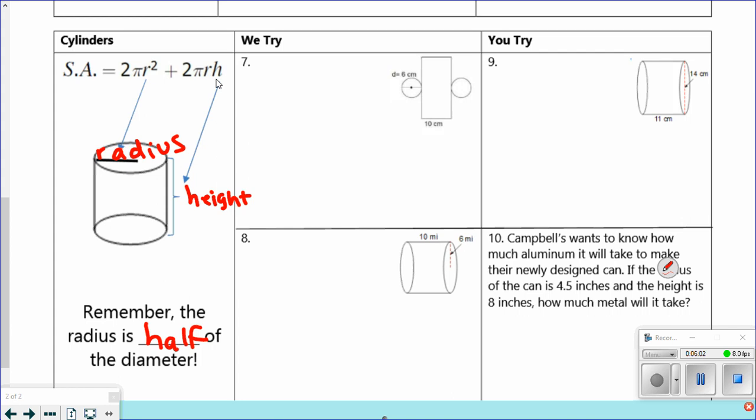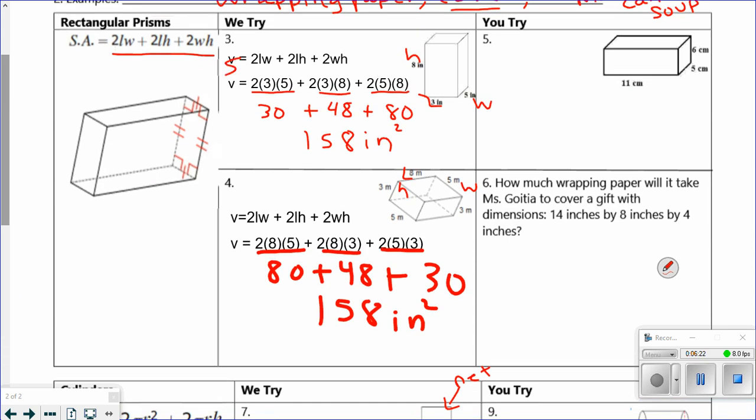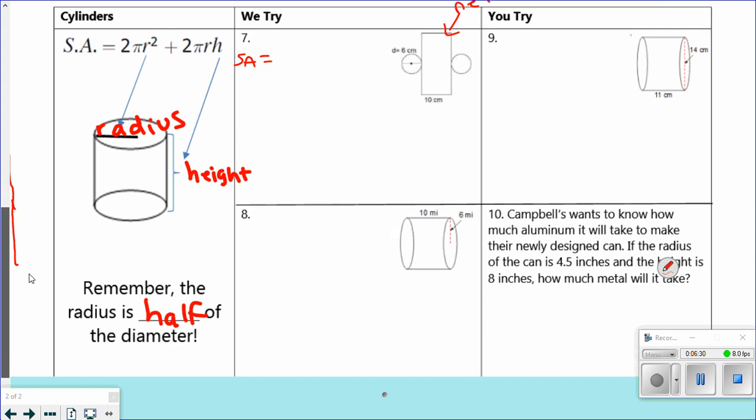All right, so surface area of a cylinder. Right here we have a net for a cylinder. If I cut a can open, it would look like that. So you have surface area equals. Ooh, I just realized that all of my ones at the top I was using V. That is my fault. Hopefully you realize that. This should say surface area and surface area. Okay. Going back. Surface area equals, we've got 2 times pi times radius squared plus 2 times pi times radius times height.